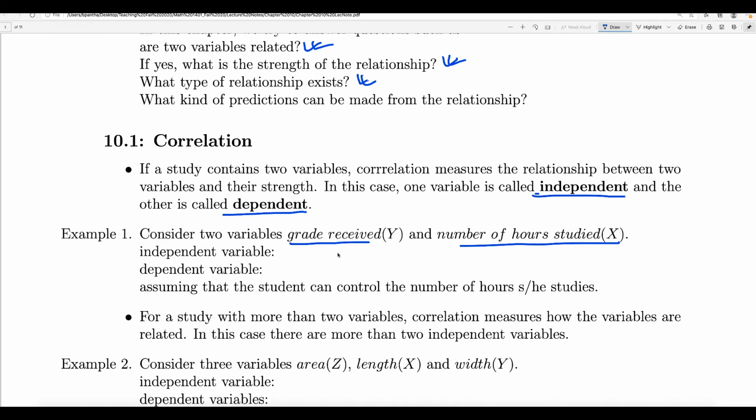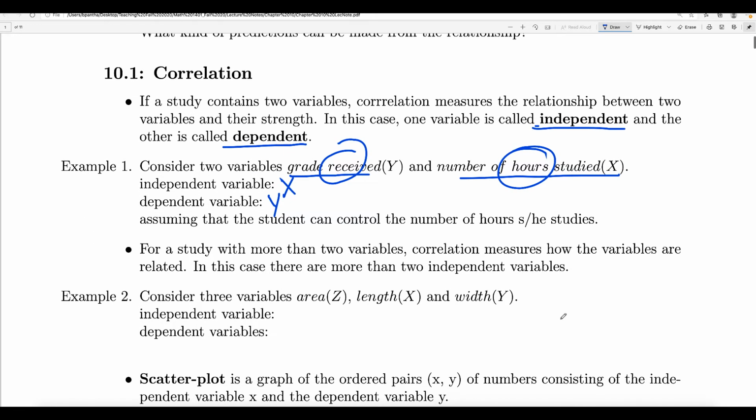Does the grade received depend on the number of hours studied, or does the number of hours studied depend on the grade received? Definitely the grade you get depends on how many hours you spend in study, and reading the material. So the grade is the dependent variable and the number of hours studied is the independent variable. The independent variable is x and the dependent variable is y, where we denote grade received by y and number of hours studied by x.